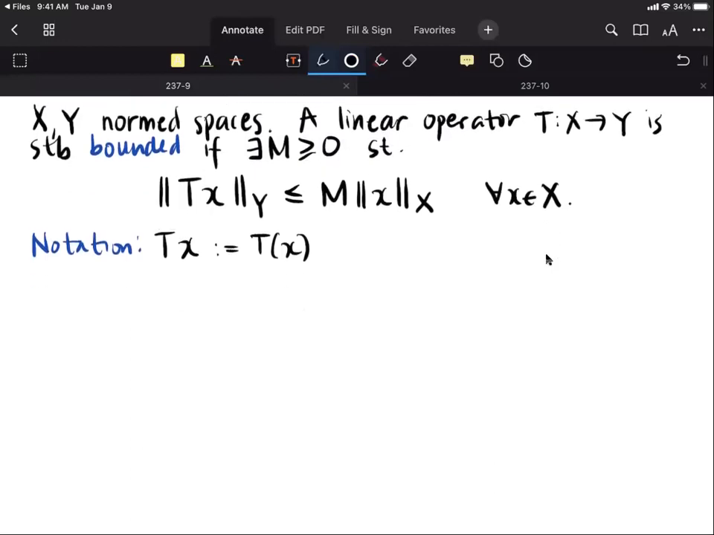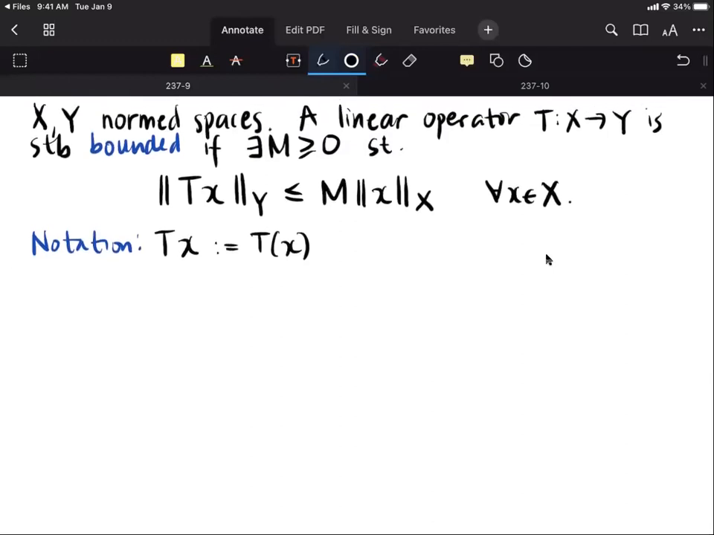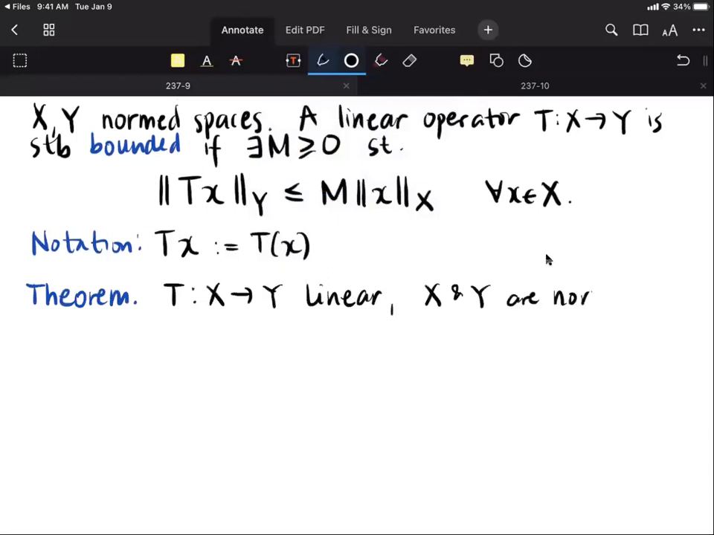Well, for linear operators, the following are equivalent. So let us state that as a theorem. Suppose I have a linear operator, and X and Y are normed spaces. So the following items are equivalent.